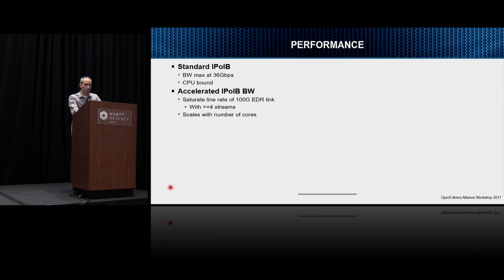Okay, showing some initial performance. Very initial performance since this is pretty new. So with the standard IPoIB, with 100 gigabit per second max link speed, we could cap at 36 gigabit per second, and we basically saw that the CPU was 100% bound. And with the accelerated IPoIB, we could reach the link rate with just 4 streams, 4 cores. So we've seen a nice scalability with the number of cores. Of course, we'll have more detailed performance once this matures.